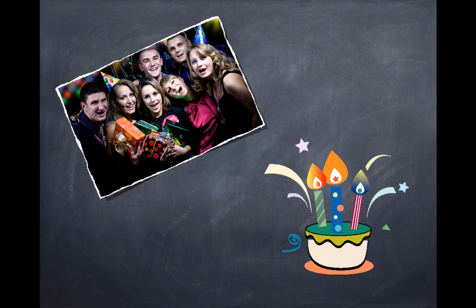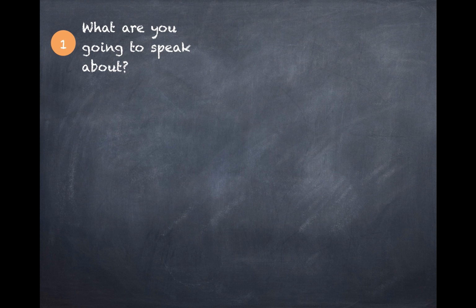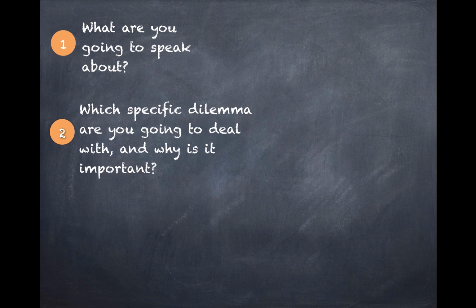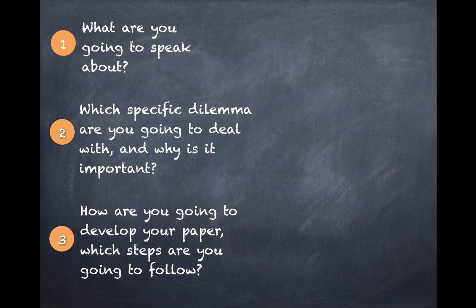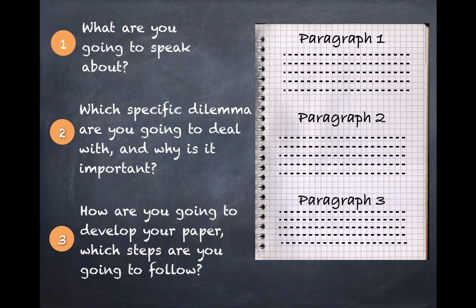In an introduction of an ethics paper, the reader must know: 1. What are you going to speak about? 2. Which specific dilemma are you going to deal with and why is it important? And 3. How are you going to develop your paper? Which steps are you going to follow? These 3 questions can be organized accordingly in 3 paragraphs. So let's start with question 1, paragraph 1.